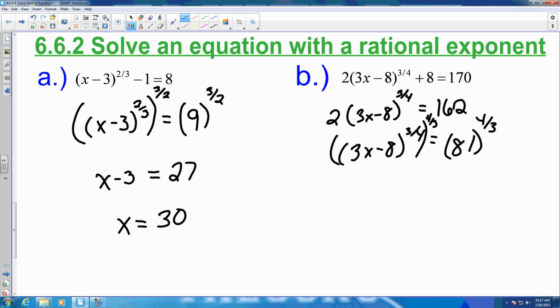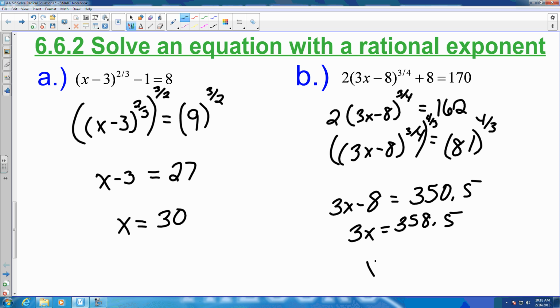And this gives me, on the left-hand side, just 3x minus 8 equals, and I'm going to say it's roughly 350.5. It's a longer decimal, but I'm just going to approximate for this situation. I'm going to add 8 to both sides, so it gives me 358.5. And dividing both sides by 3, x will give me roughly 119.5.